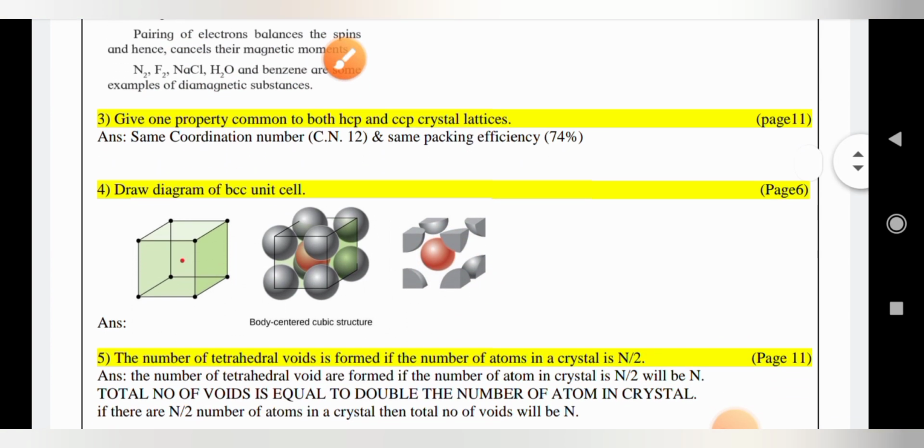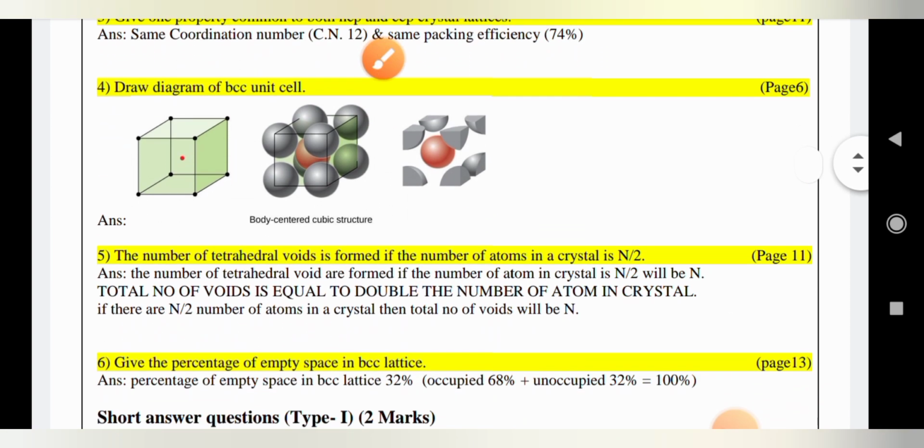Third one, give the property common in HCP and CCP. HCP means hexagonal close packing, CCP means cubic close packing. There are two properties which are common. First one is coordination number: both structures have coordination number 12, and both have the same packing efficiency, that is 74%.